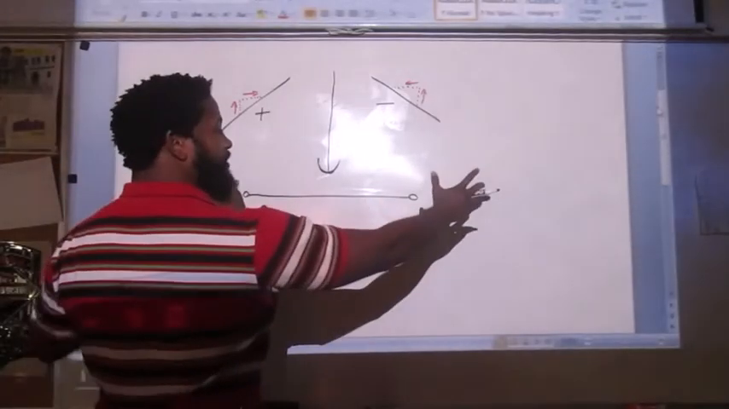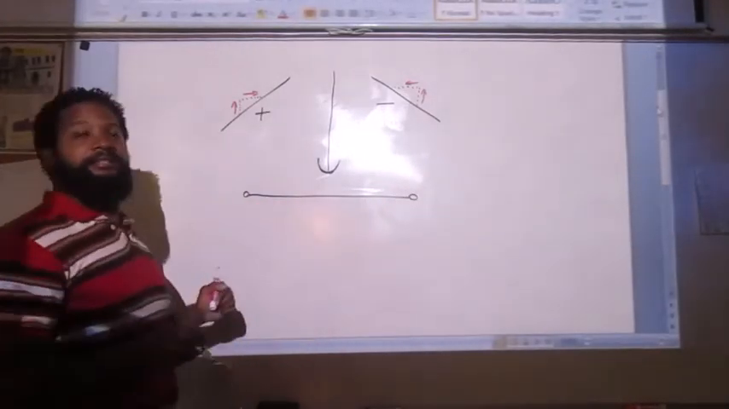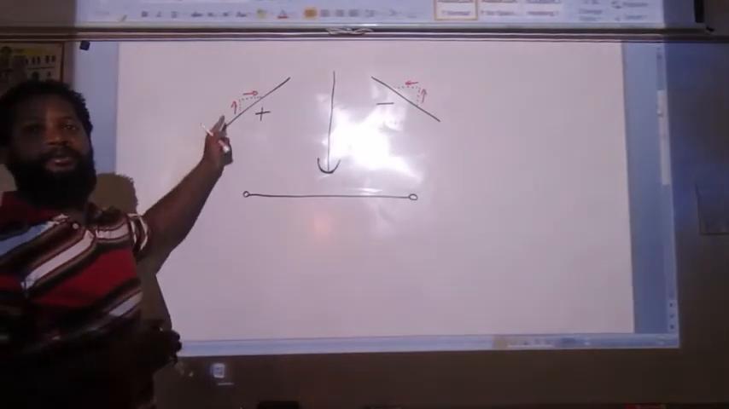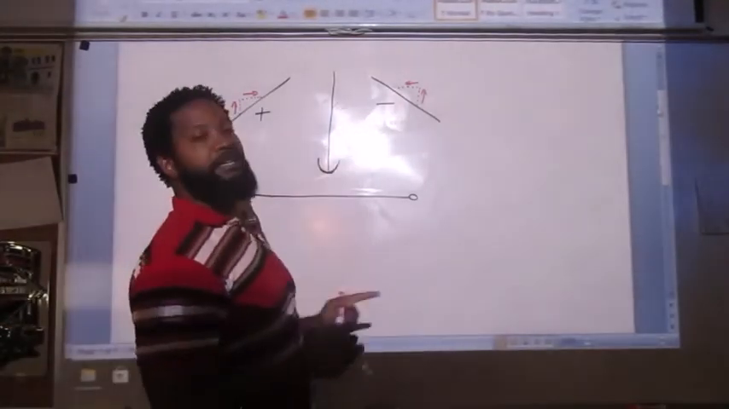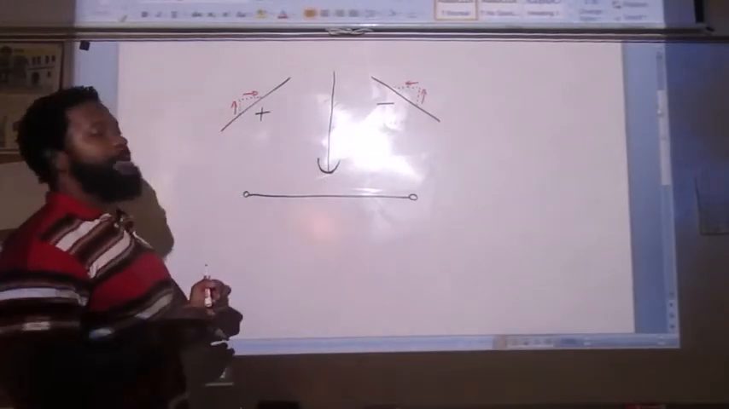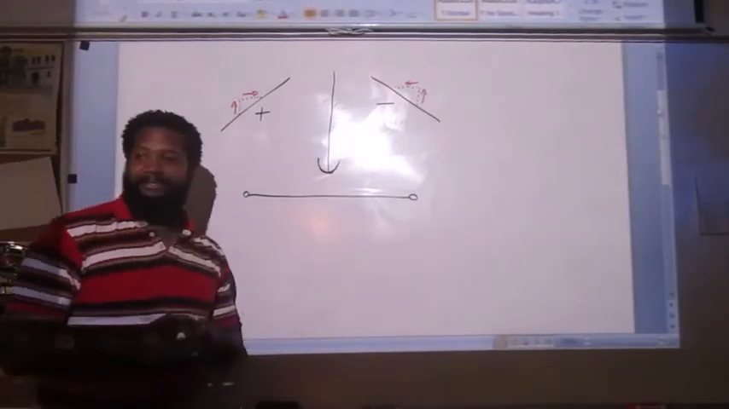The right side is positive, the left side is negative. So if your slope goes up and it's running to the right, then it's positive. If it's running to the left, then it's negative. Okay?